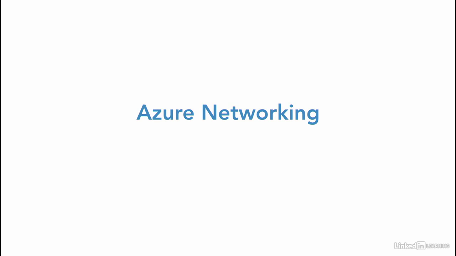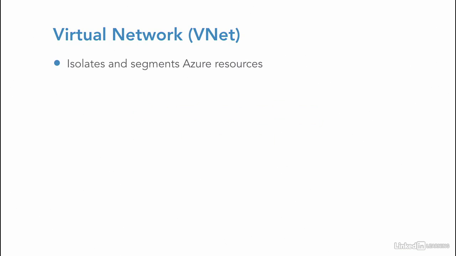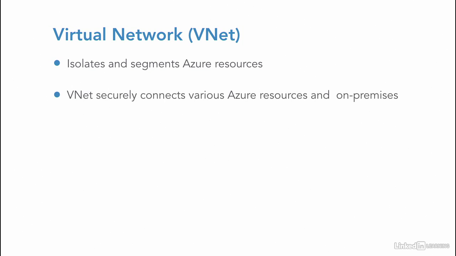Azure networking is another core product of Azure, and we'll be talking about some of the key components of Azure networking, starting off with Azure Virtual Networks. An Azure Virtual Network isolates and segments Azure resources within that network, but we can connect our VNet or virtual network to various other Azure resources, or we can also connect it to our on-premises environment.